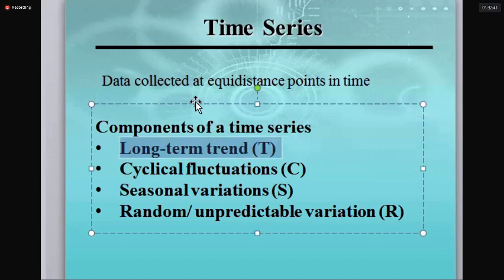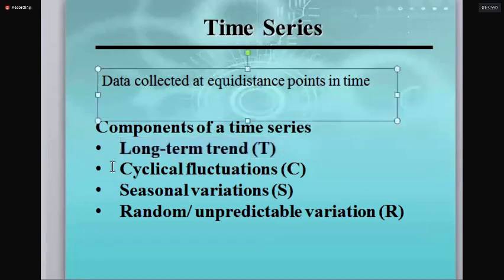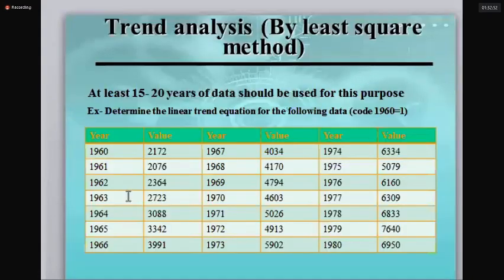Actually, this is similar to the calculation of the regression line, but the only difference is that the x variable is always time. So for the time series analysis, at least 15-20 years of data should be used to calculate. Otherwise, we will not get the correct forecasting. Okay. Look at this example. Determine the linear trend equation for the following data.